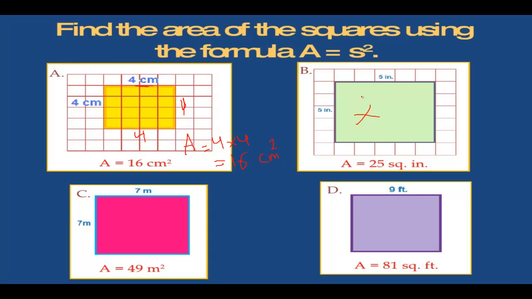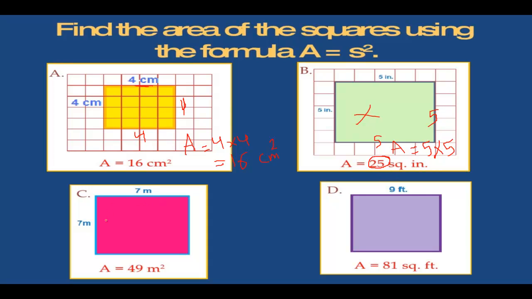So let's see this one. The side length of the square here is 5 inches and 5 inches. So this one is 5 inches and this one is 5 inches. So the area of the square is going to equal the side length multiplied by itself. So 5 multiplied by 5 is going to equal 25 square inches. 25 square inches. So we have the side length in inches, so we need to say the number with square inches.